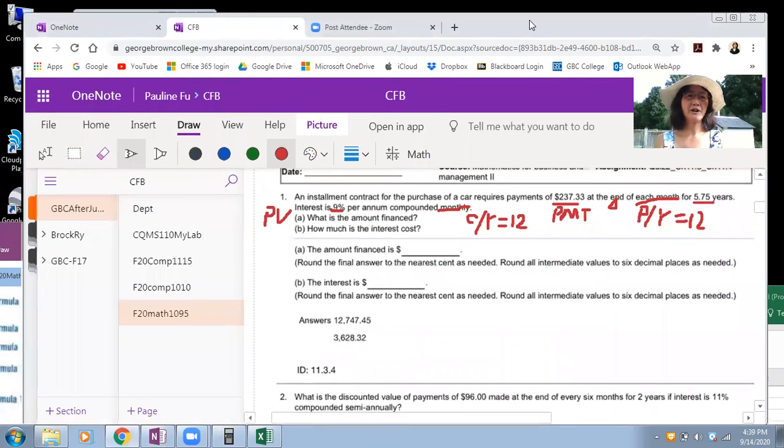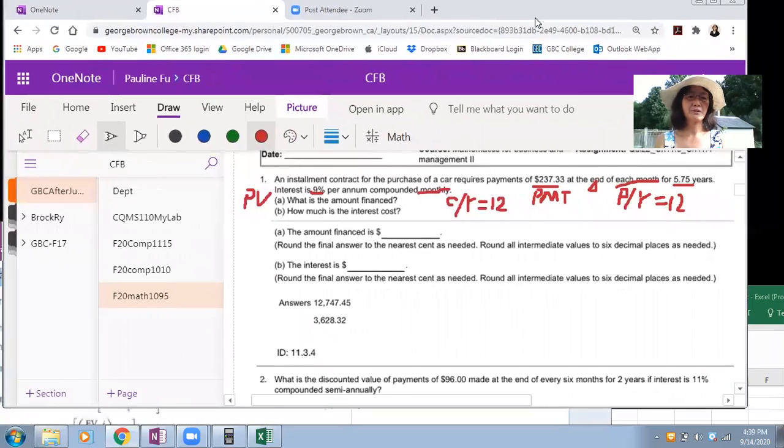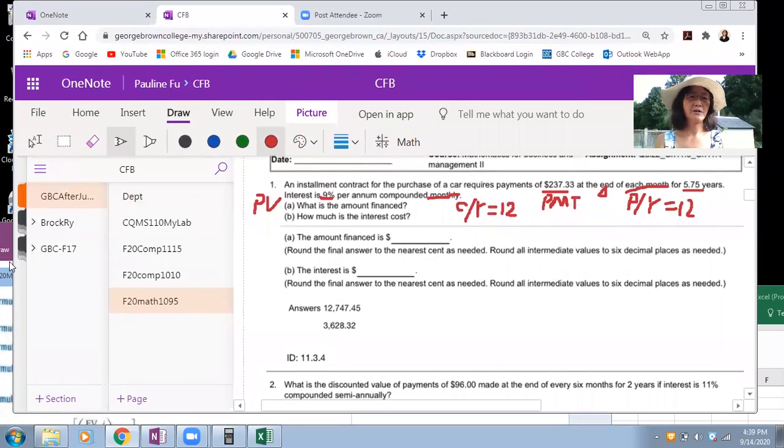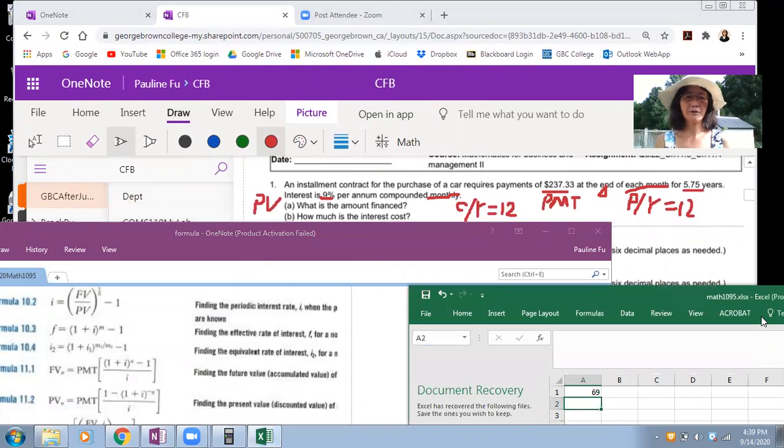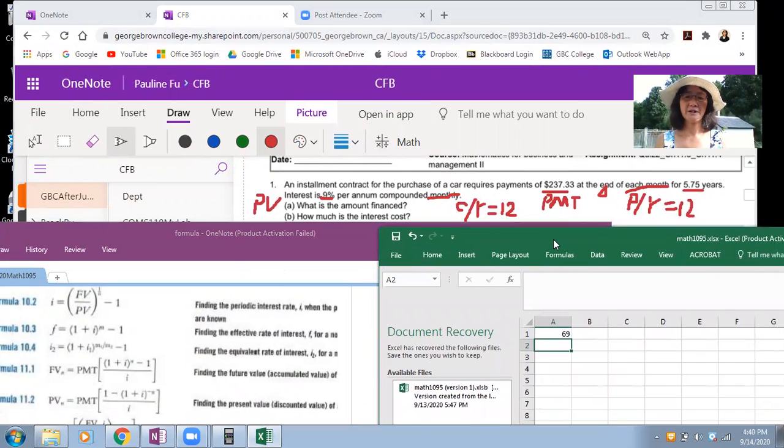I will move this a little bit up. Okay. And then I need Excel. Wow, 3 windows at one time, okay? All right, so I'm going to delete this number. You need PMT, okay? PMT. I don't mind capital or lower letter, okay?